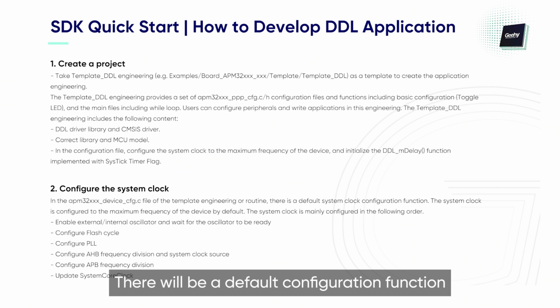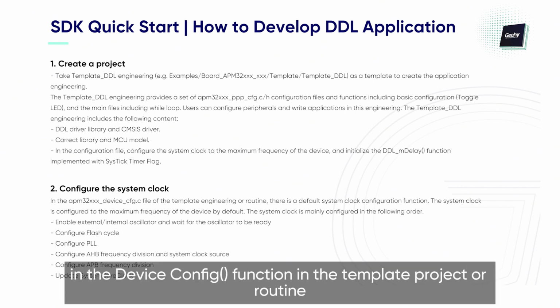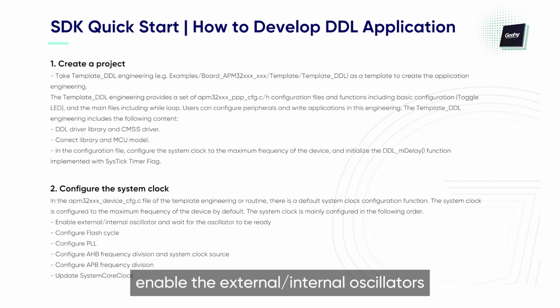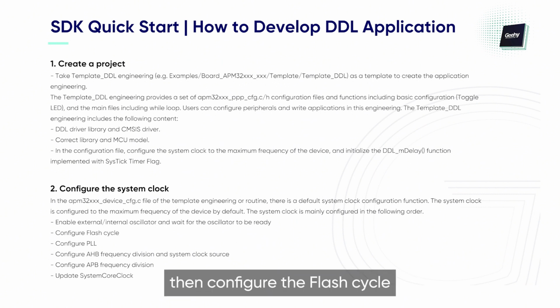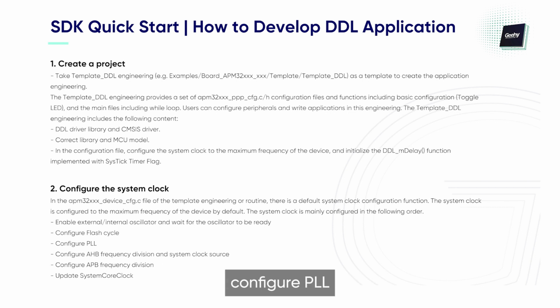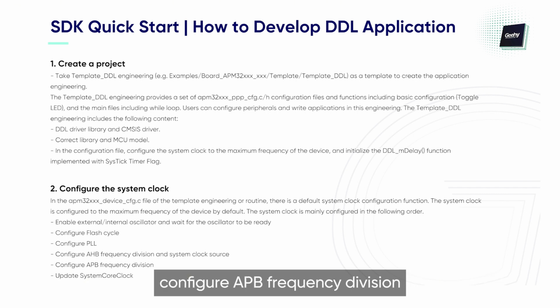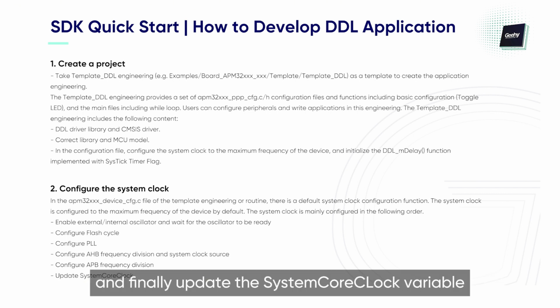There will be a default configuration function in the device config function in the template project or routine. Inside, the system clocks needs to be configured in a certain order. First, enable the external internal oscillators, wait for the oscillators to be ready, then configure the flash cycle, configure PLL, configure AHB frequency division and system clock source, configure APB frequency division, and finally update the system core clock variable.